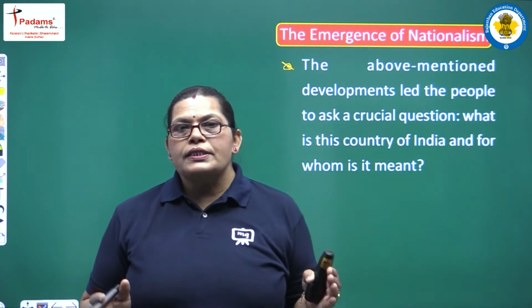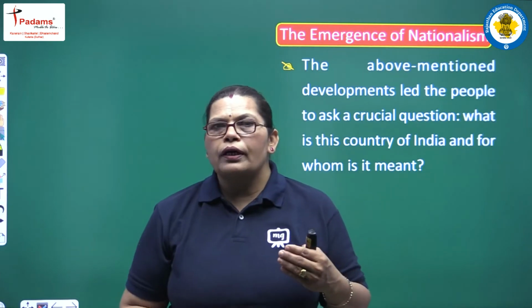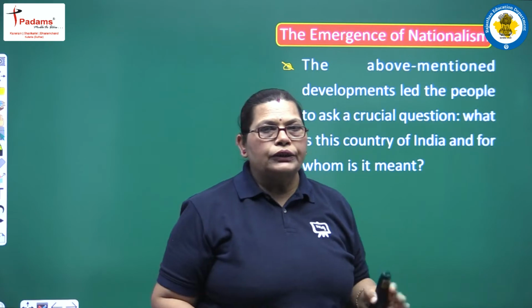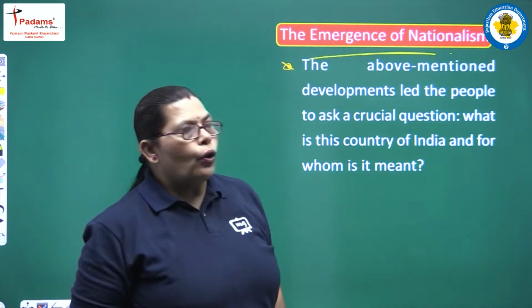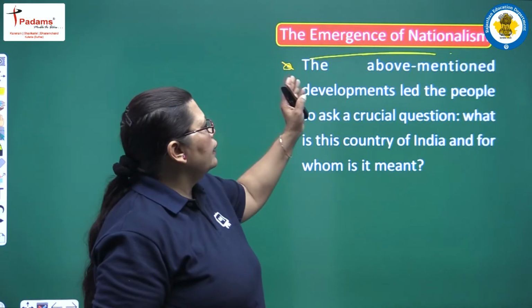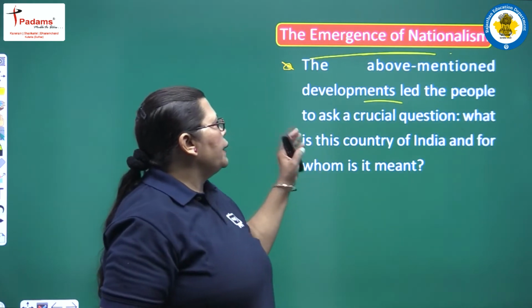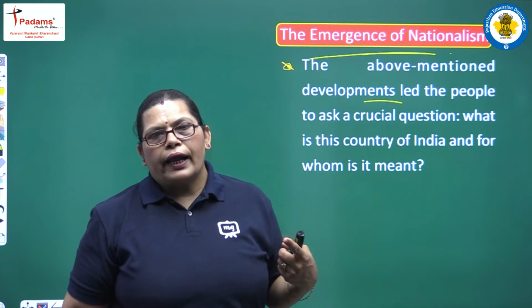So this one is the starting of our chapter, because we had already discussed some clues about the previous chapters. How this one is coming here about the nationalism, the emergence of nationalism. What things happened at that time? See here, the above mentioned developments led the people to ask a crucial question. One important question arose at that time.